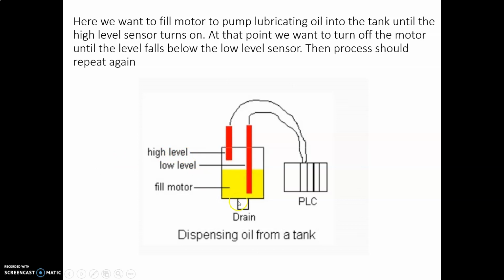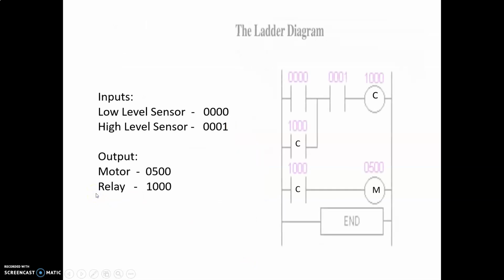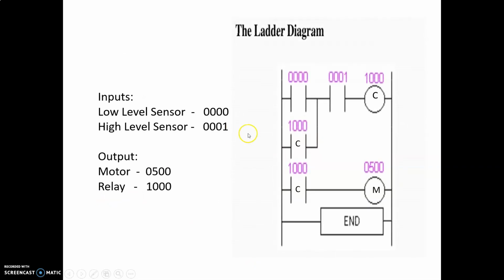And what is the output here? The output here is a motor which pumps the liquid in here. So I will try to build a logic as per that. Here we have shown an example of the logic diagram. Now don't get confused with the terms here.